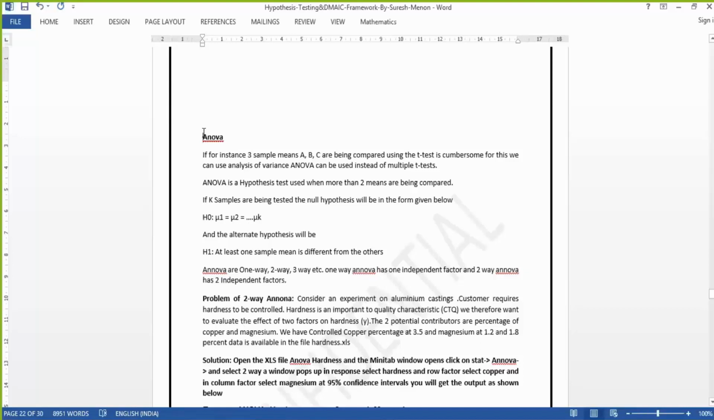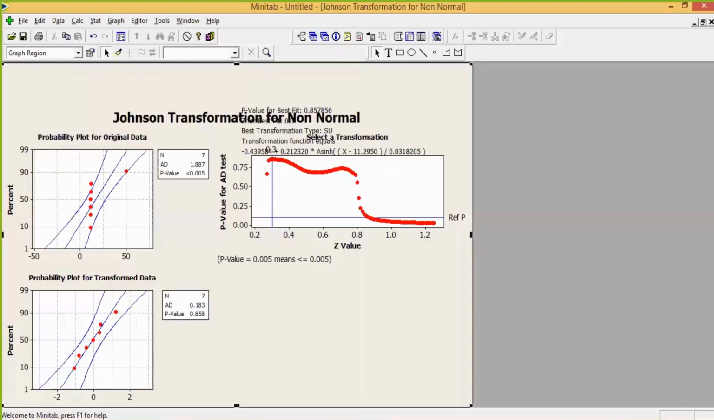Now, you have heard about this also, ANOVA. ANOVA will be asked in the exam. What is ANOVA? If, for instance, three sample means A, B and C are compared using the t-test, it is cumbersome. For this we can use analysis of variance, ANOVA, instead of multiple t-tests. So we should not use the t-test for more than 3 samples. How to demonstrate that? I'll show you.